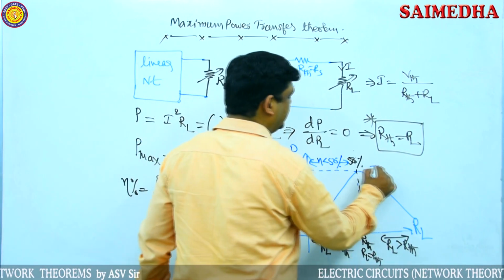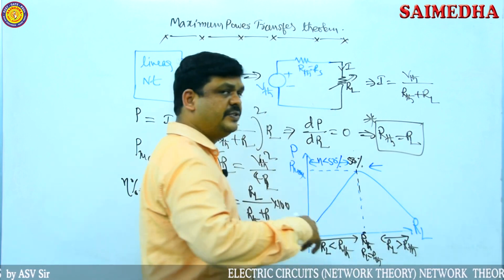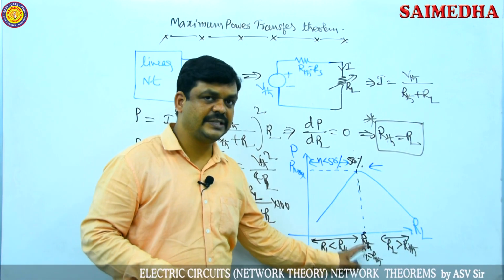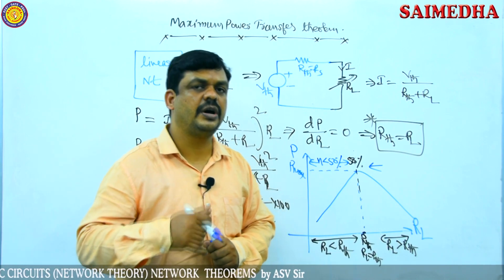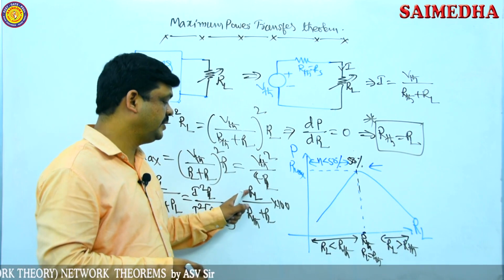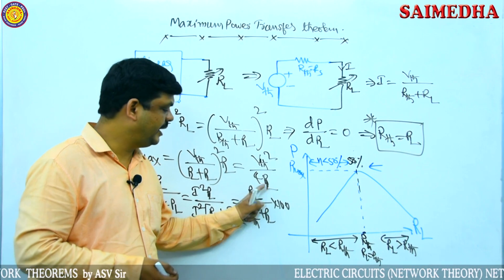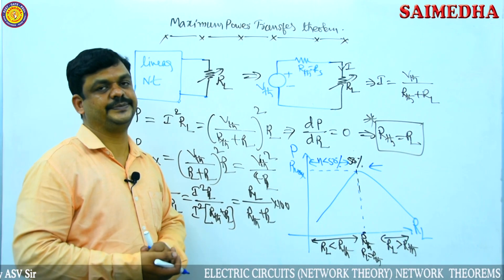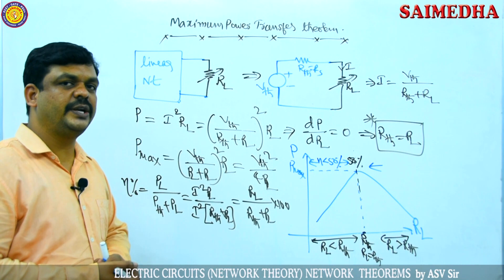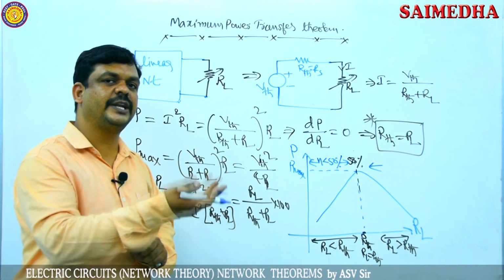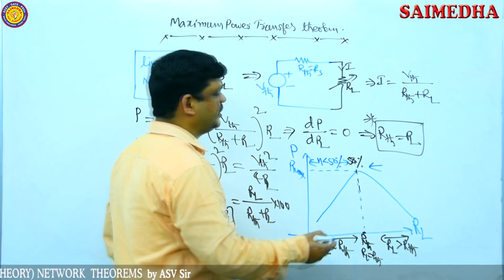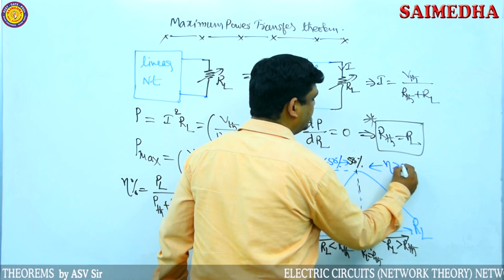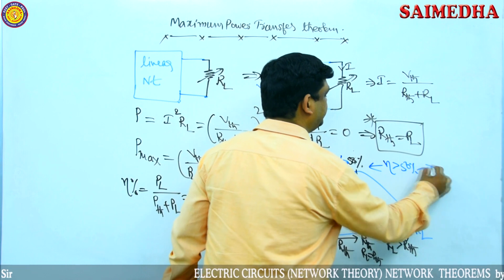Similarly, we have to write this side also. Now the RL value is very high. Here I assumed RThevenin is 10 for easy understanding. Now I am taking RL as 100. So it gives 100 by 10 plus 100, and 10 plus 100 becomes 110. So 100 by 110 is approximately 90%. So on this side the efficiency is greater than 50%.